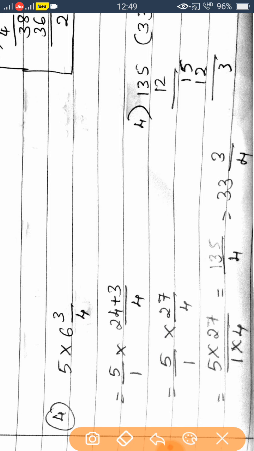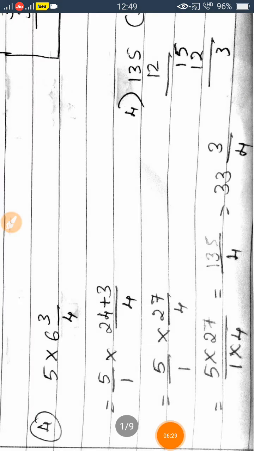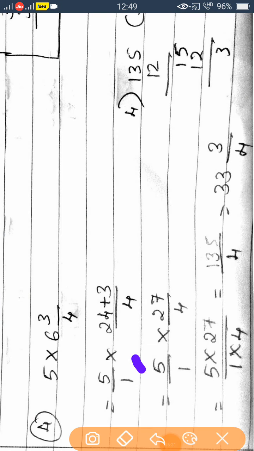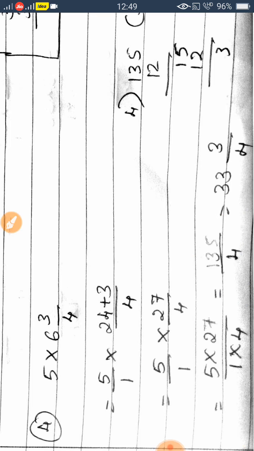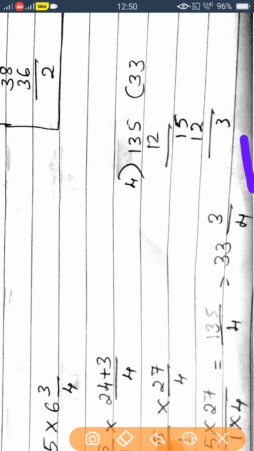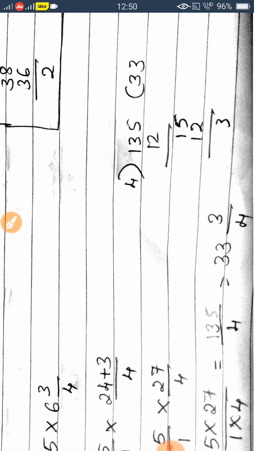That's all. Now you can see, 5 into 27, 1 into 4, gives 135 divided by 4. Again you can divide it to get the mixed fraction. So see the process by division to get 33 whole 3 by 4.